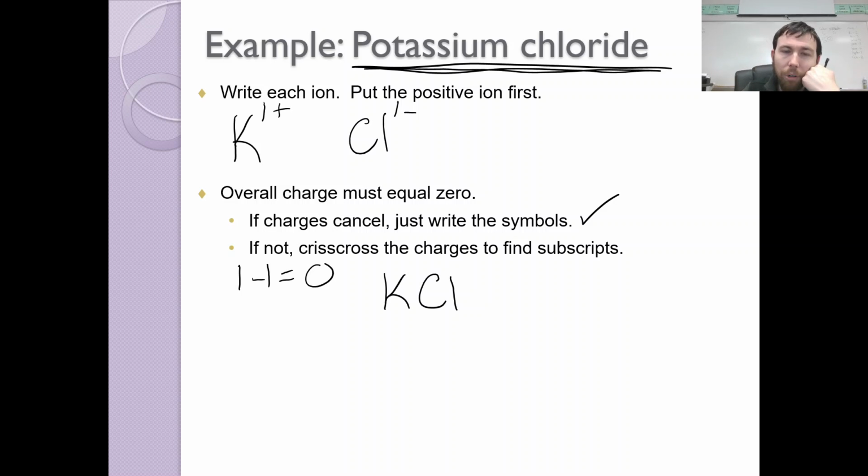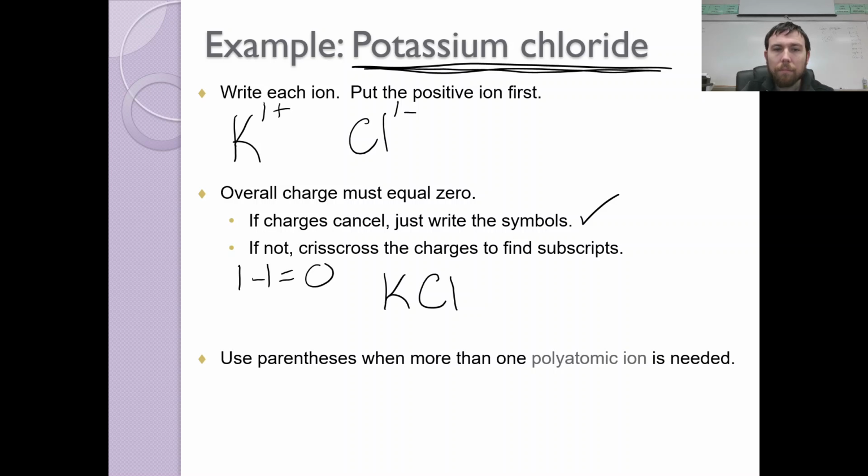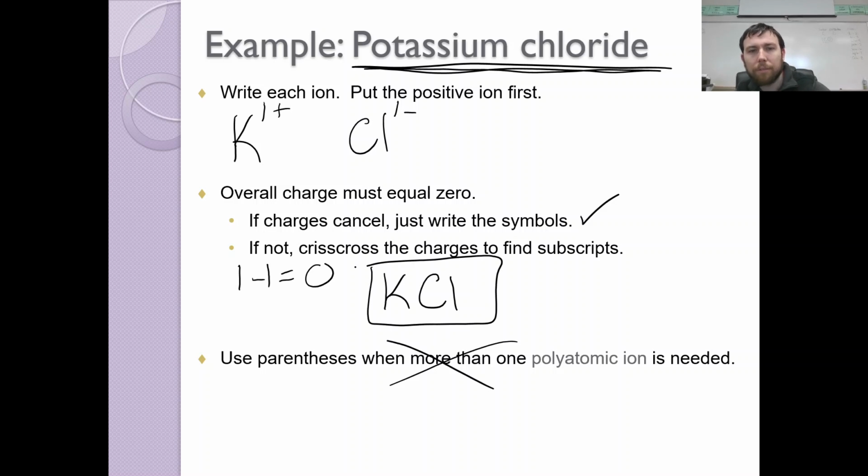That would be my chemical formula for potassium chloride. We didn't need to crisscross anything because the charges canceled out when we added them together. And we didn't need to use this step because we didn't have a polyatomic ion. So our chemical formula for this compound is simply KCl, right? So pretty straightforward. Let's look at a second example.